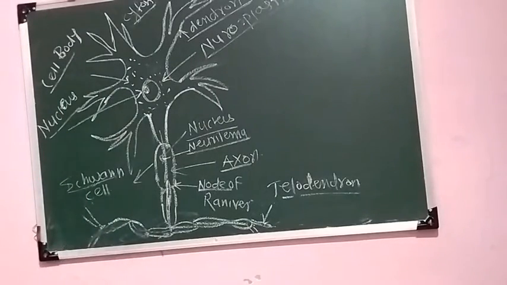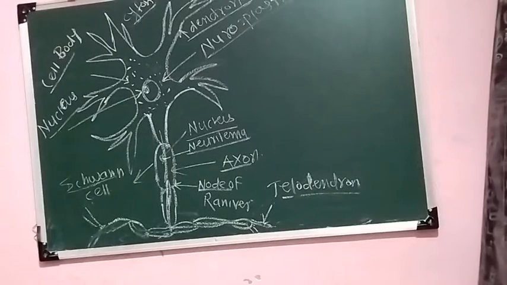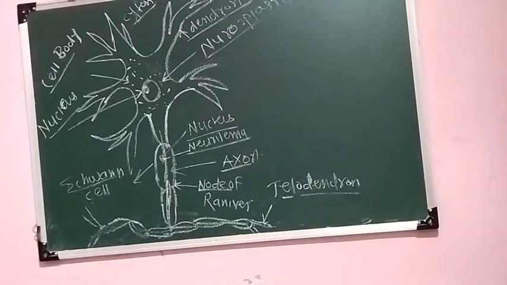Based on the number of processes they give out, these are further classified into three different types of neurons. First one is unipolar or monopolar neuron, second one is called as a bipolar, and the third one is multipolar.